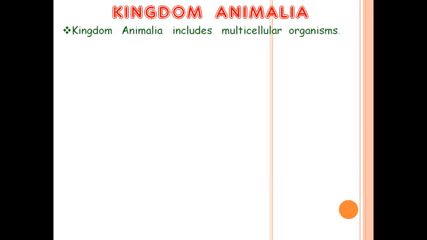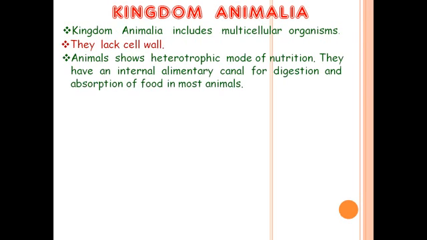Kingdom Animalia includes multicellular organisms. They lack a cell wall. In a plant cell you will find a cell wall, but here you will find only the cell membrane. Now when we talk about nutrition, they show a heterotrophic mode of nutrition. Heterotrophic means they cannot prepare their own food and hence they depend on other organisms.